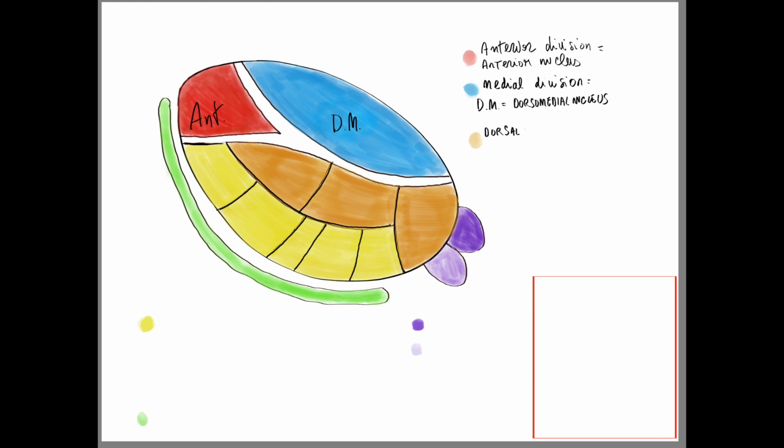The lateral division has 2 tiers. In orange, we have the dorsal tier of the lateral division. It has 3 nuclei, the lateral dorsal, the lateral posterior, and the pulvinar nucleus.